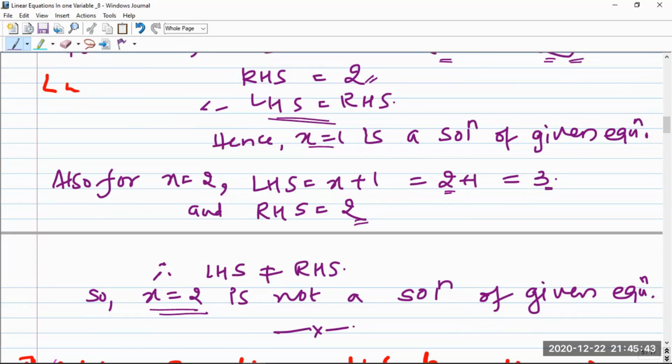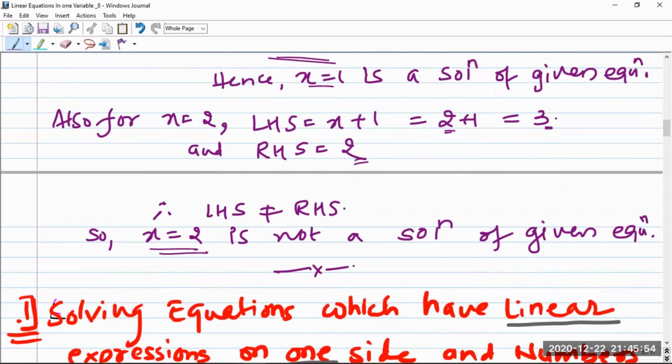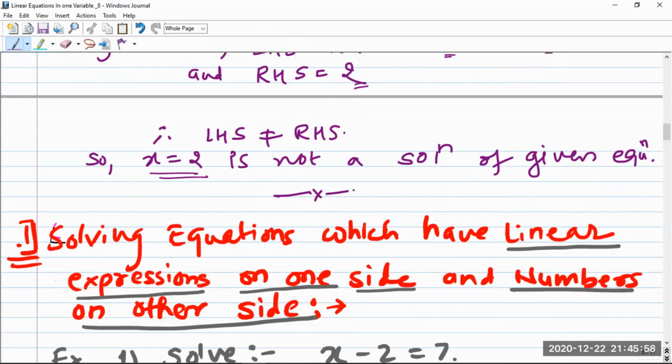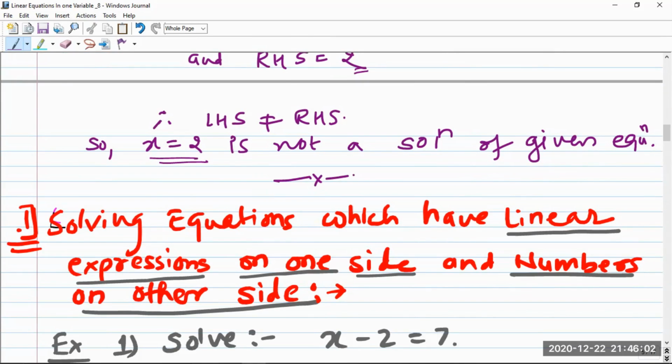So what we have seen up to now is the definition of a linear equation in one variable, and what we mean by the solution of a linear equation in one variable. Now let us try to solve the equations. The equations may be in different forms, so let us see how to solve the linear equation.